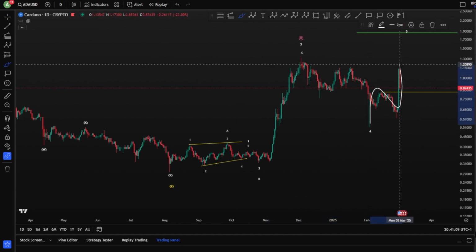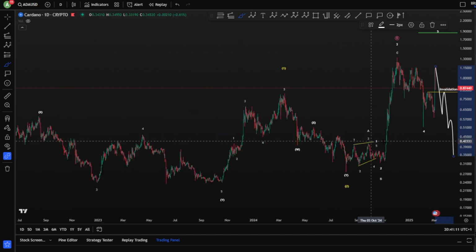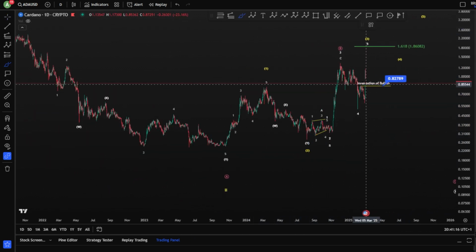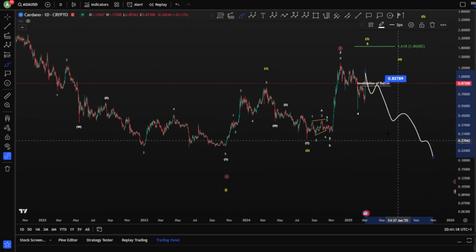And now three waves up, meaning an impulse toward the downside. So basically your big impulse might start from this move now.